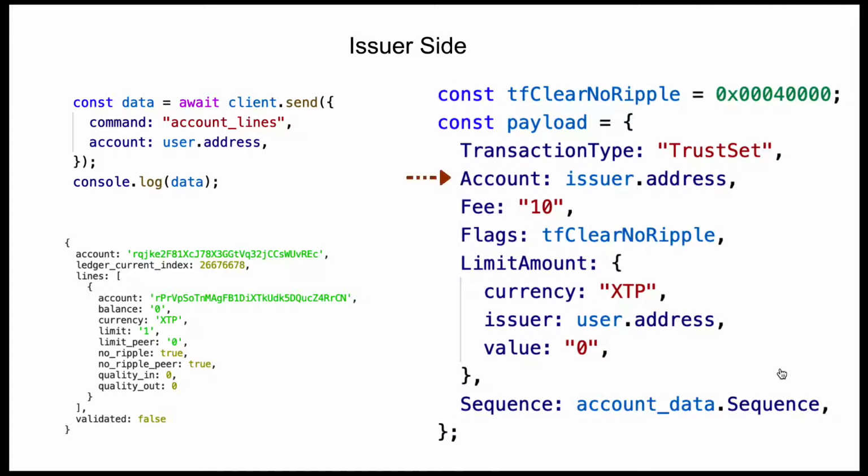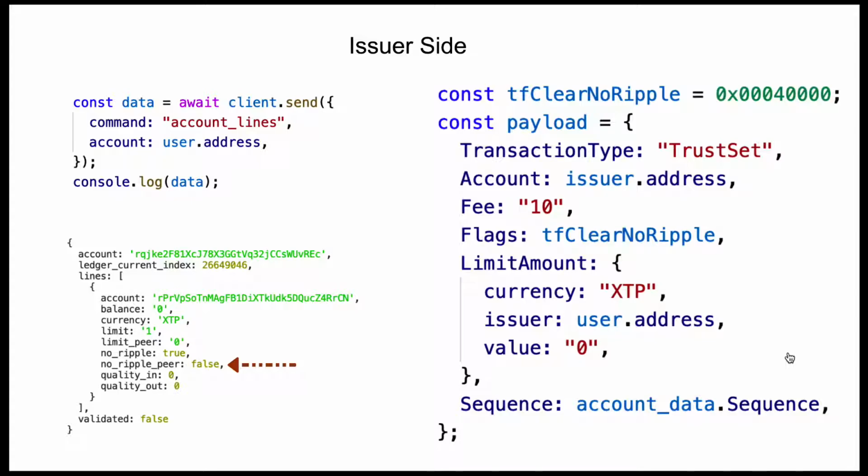As you can see, this is your account, that is the issuer account, and this is the corresponding user account with whom you have the trust line, and make sure the value is 0 unless you have frozen the account. For all other normal accounts, you should have a limit of 0. So if you execute this, no ripple will be false, which means rippling will be enabled on this trust line from the issuer side, which is the proper setting.